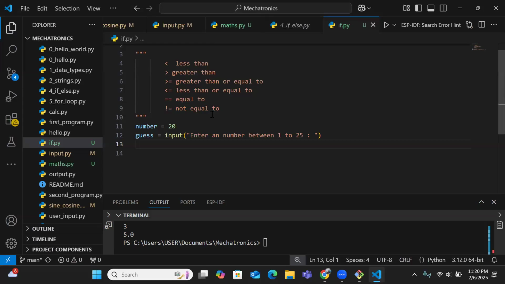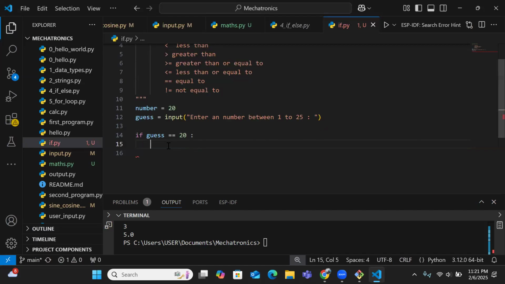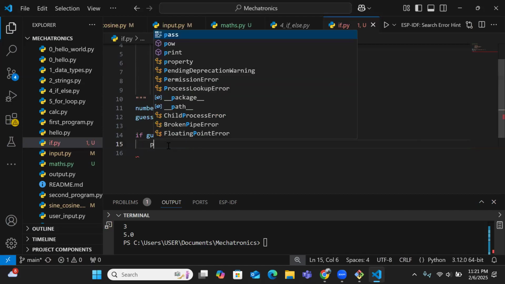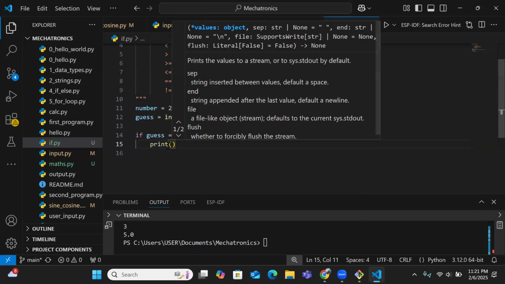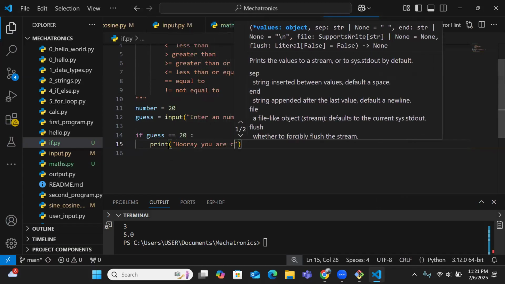Have you written that? Yes. Then you say, inside here, if the number which you've done is guess. You see this guess? If the number is equal to 20, then you put a colon there. Then you print, hooray, you are correct.